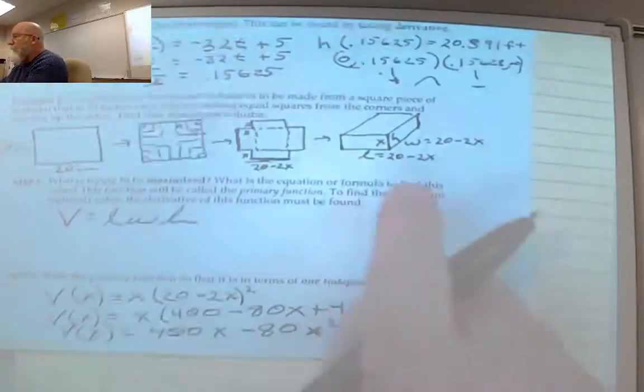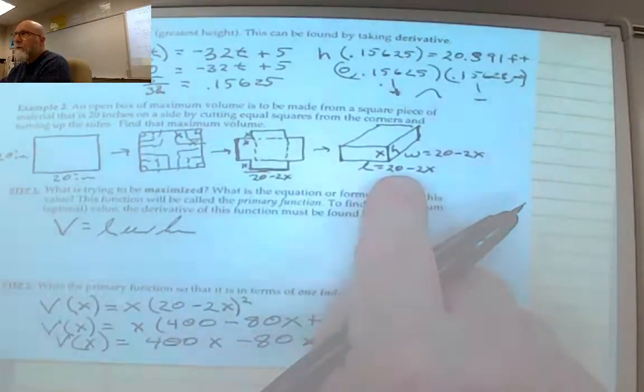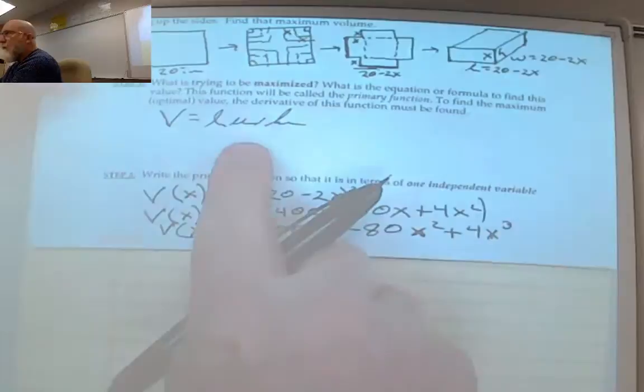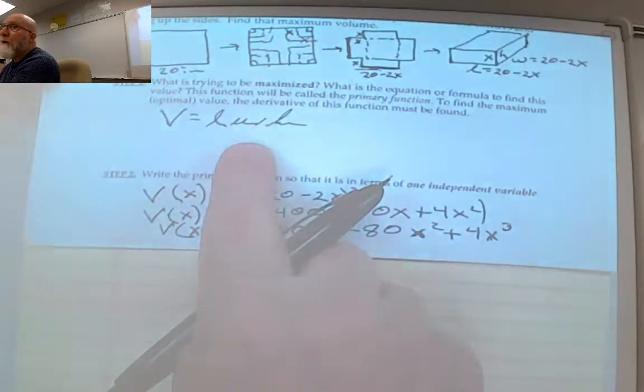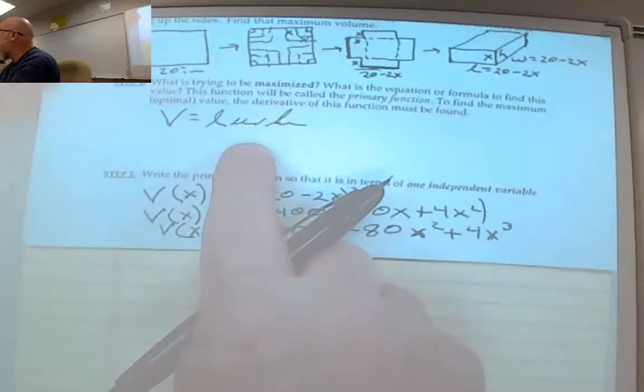Are we okay with my not so beautiful drawings? Are we okay that Megan said length times width times height? Remember, in calculus, they just want you to know the fundamental shapes, so they believe you should be able to figure out the volume of a rectangular prism, right?